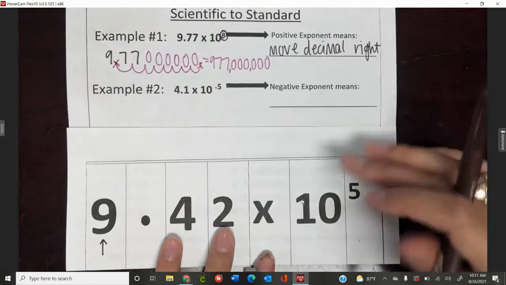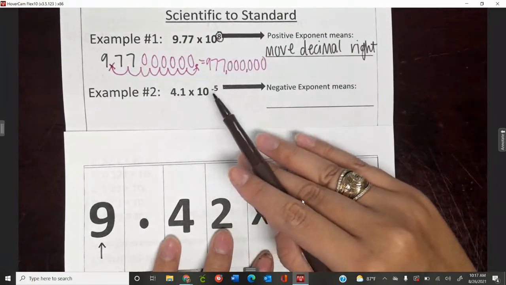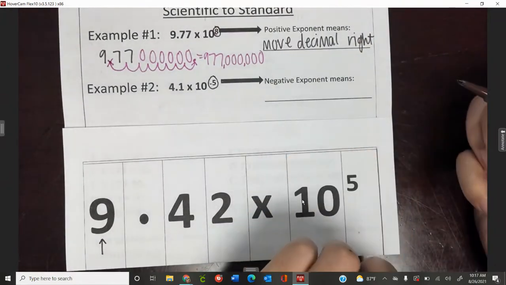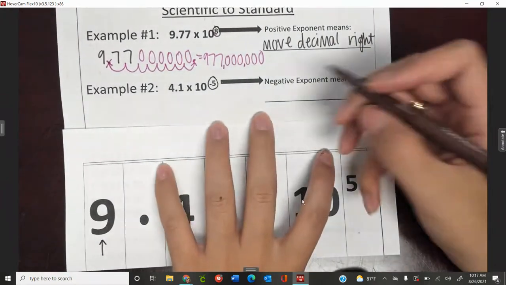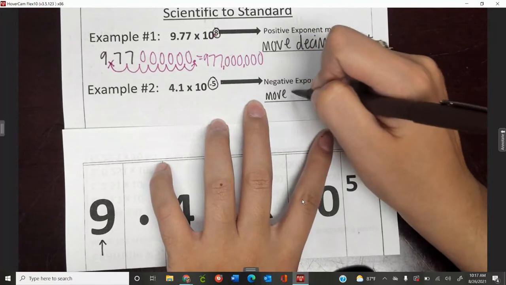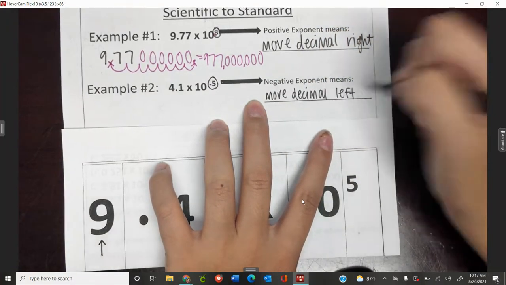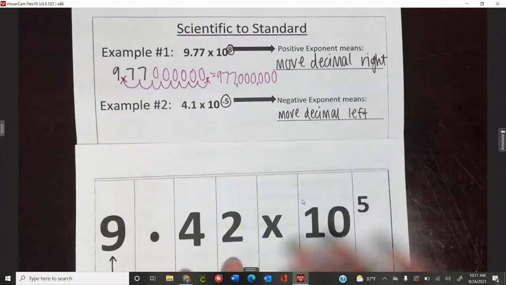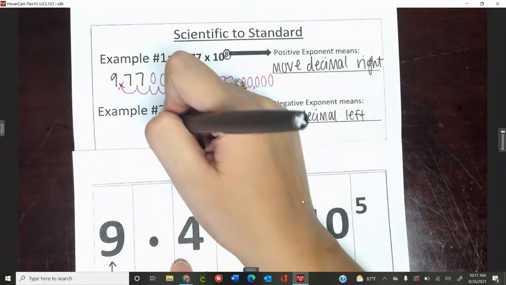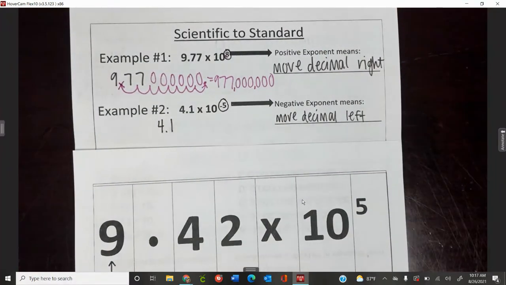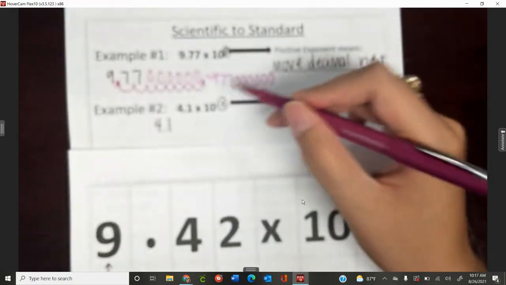Then we have example 2, 4.1 times 10 to the negative 5th power. Here I have a negative exponent. Since I have a negative exponent, that means that I am moving my decimal left. I'm going to start off by rewriting my number. I have 4.1, my exponent is a negative 5. So this means I'm moving my decimal left 5 times.